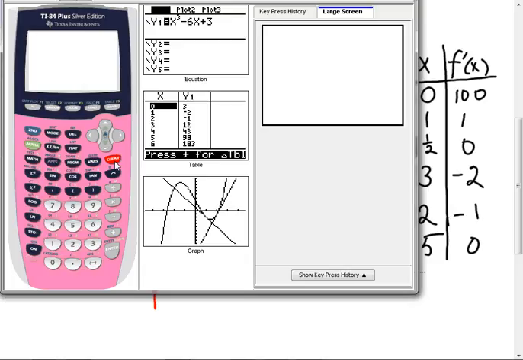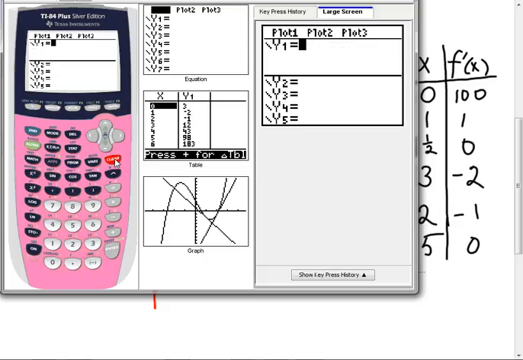That's old. Okay, so I'm going to go into y equals. I'm going to clear that out. That was from our lab. And let's put in the sine function, the sine of x.